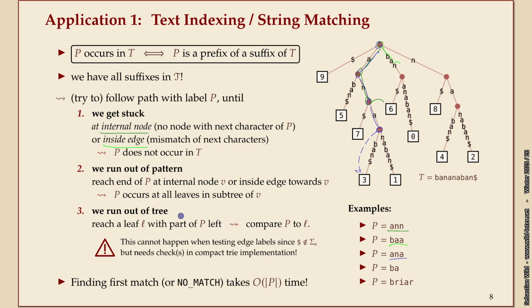There's hypothetically another option that we run out of tree. This can't really happen with a dollar, but in principle, it's another option. If you think about the case distinction, it could also happen that you reach a leaf and the pattern keeps going. Because we assumed that the dollar doesn't occur in the patterns. Well, I'm telling you now, it's not on the slide. Then this doesn't happen.